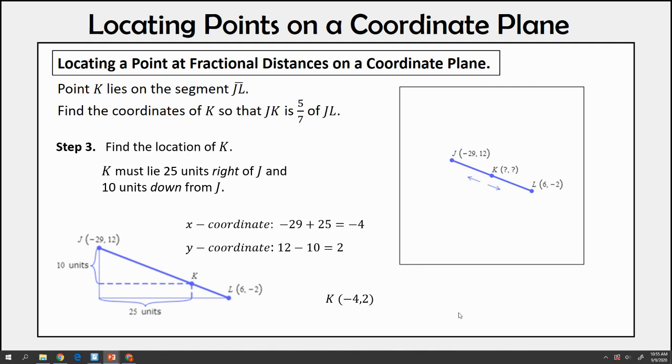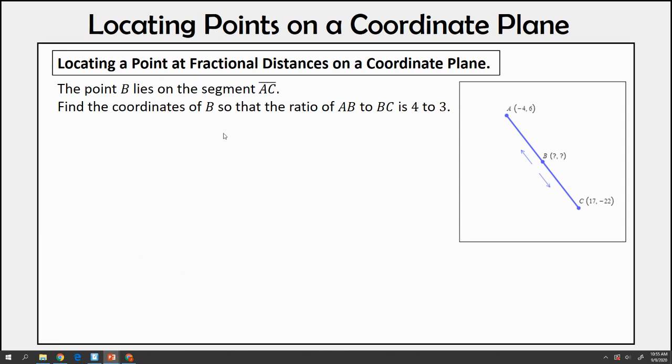All right, that's our process for moving a point a fractional distance along a number line. Okay, we're going to look at another example. This example uses a different concept in terms of the fractional amount, but I'll show you how it fits into what we just did.